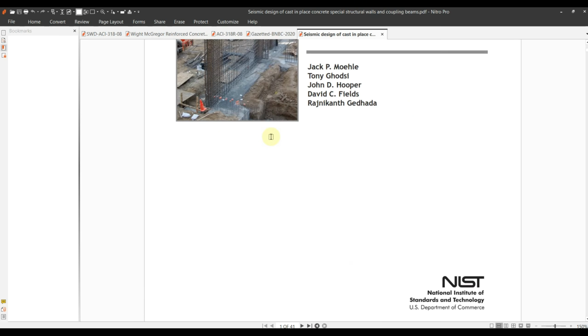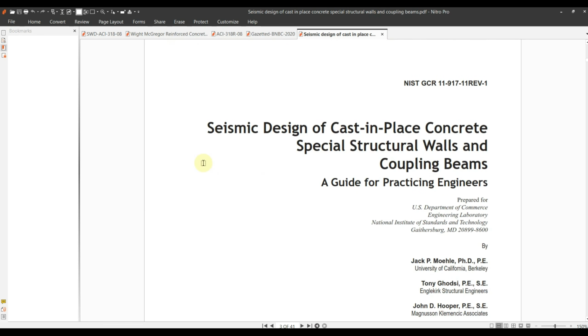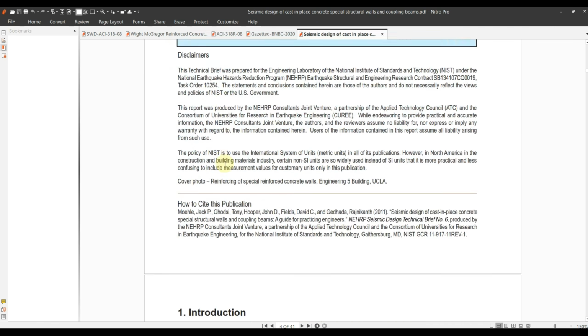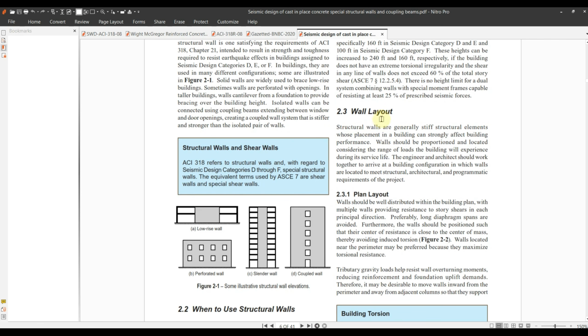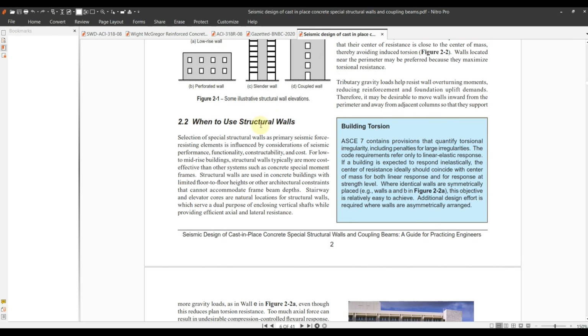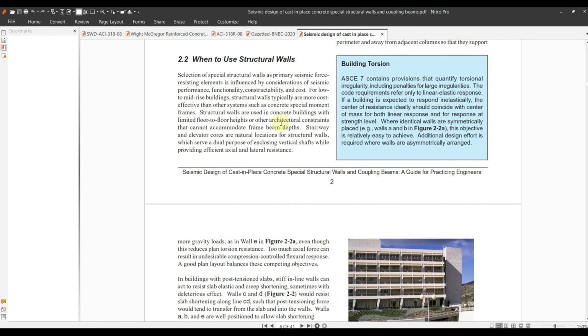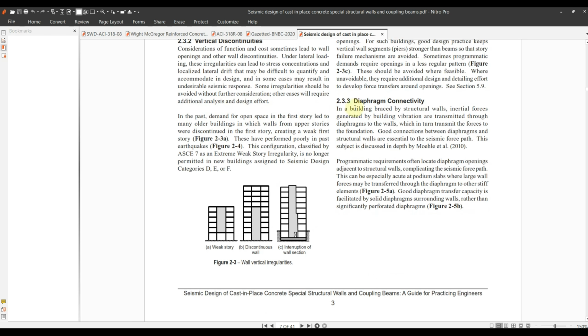So at first, I will lead you through these documents for a few minutes, then we'll go into the main design part. Okay. So the document discusses how the walls should be laid out in the plan, so that there is symmetry or torsional integrity, etc. when you should use the structural walls. So it is basically when you can use large cross sections such as columns, or when you need to control your building drift, etc.